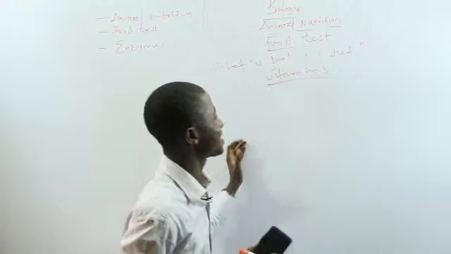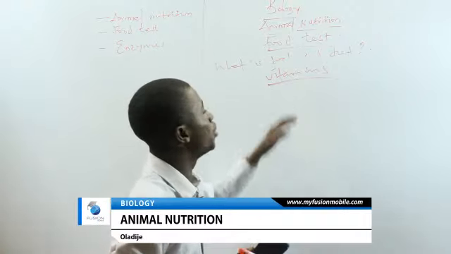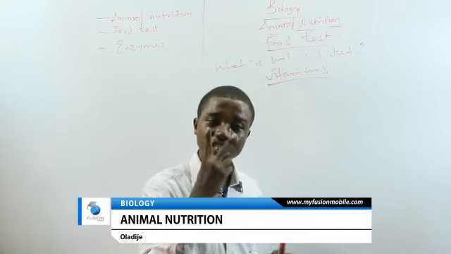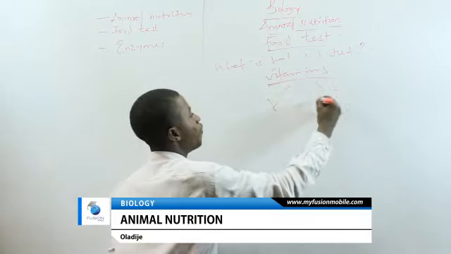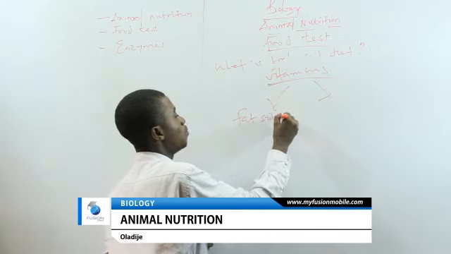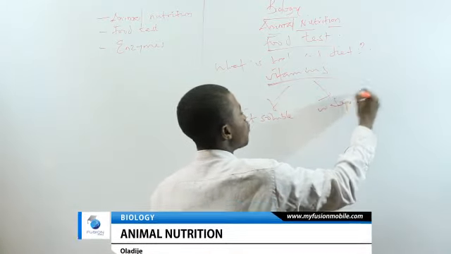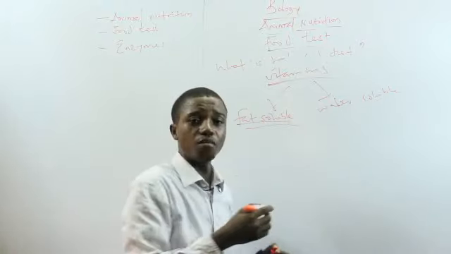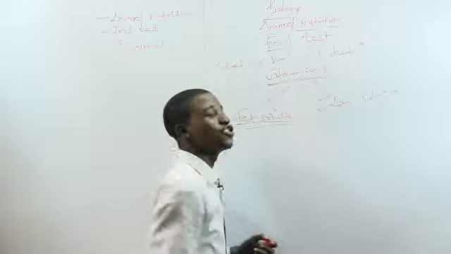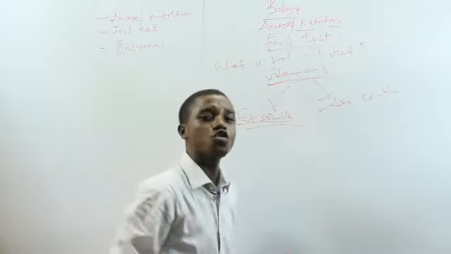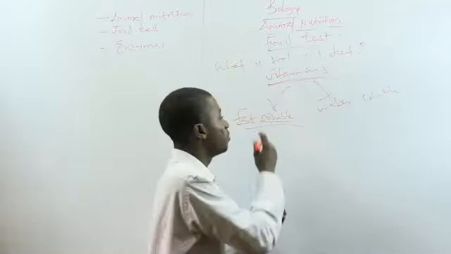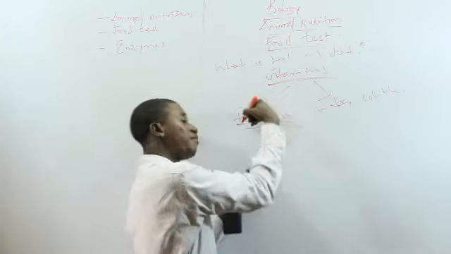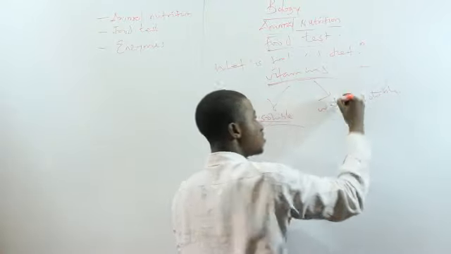And now that we've been able to establish the definition of vitamins, we would now be looking at the types of vitamins. Vitamins are basically divided into two. We have the fat-soluble vitamin and we have the water-soluble vitamin. Now, what do I mean by fat-soluble? Fat-soluble simply means the vitamin can dissolve in fat. It means the vitamin is soluble in fat. Solubility talks about the dissolving ability of a substance. Water-soluble means it can dissolve in water.